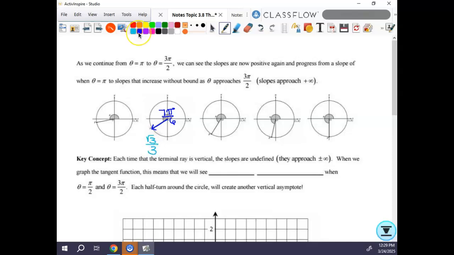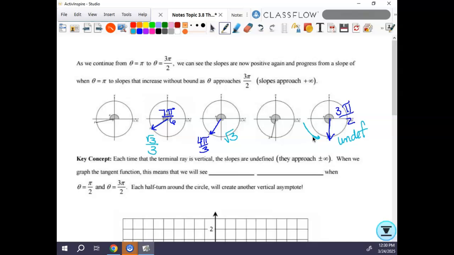Good. And then this one will say that this is 4 pi thirds. So what's the tangent of 4 pi thirds? Square root of 3. We're skipping some of these because they're not really needed. And then once we get here, we are at 3 pi halves. What's the tangent of 3 pi halves? Undefined. Okay, so again, as I go from pi to 3 pi halves, as I'm going this way, I start off with a value of 0, increase to infinity, which is what gets me undefined there.